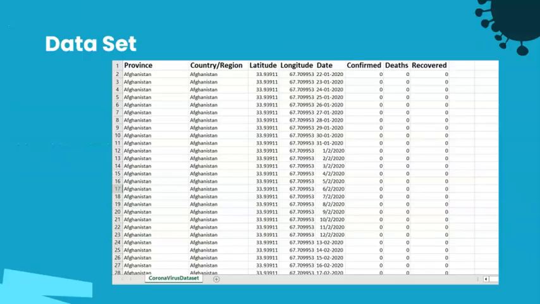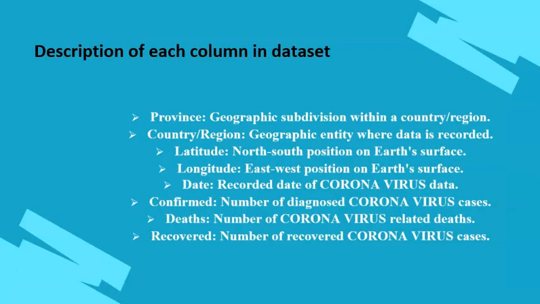So, going to the dataset. There are some columns like province, country or region, latitude, longitude, date, confirmed, death, and recovered values. Let's see the description of every column. The first column, province, is a geographic subdivision within a country or region. Then the country or region column is the geographic entity where data is recorded. Then we have the latitude and longitude, then the date of the data recorded, then the confirmed, death and recovered values.